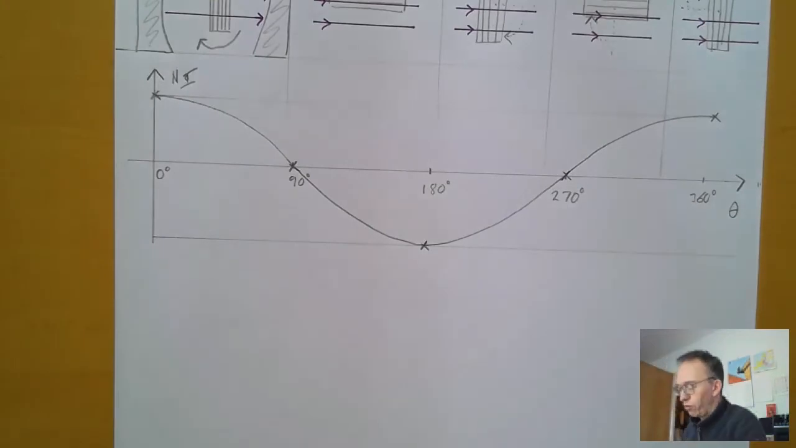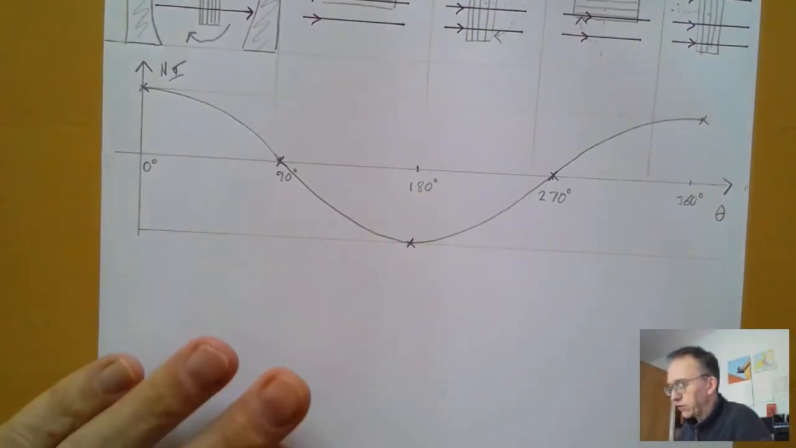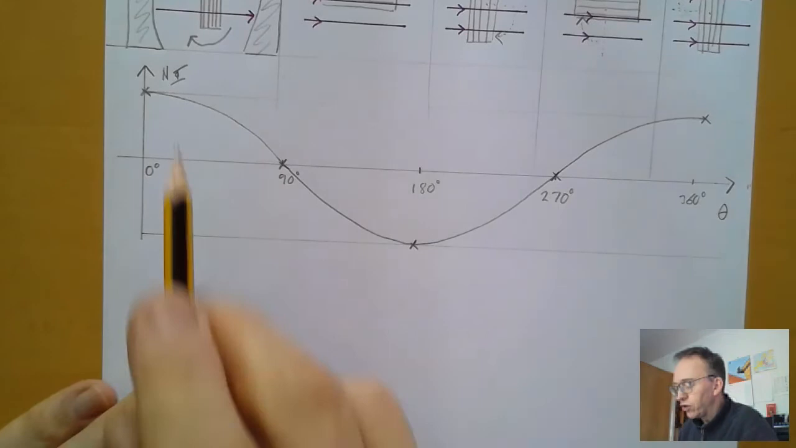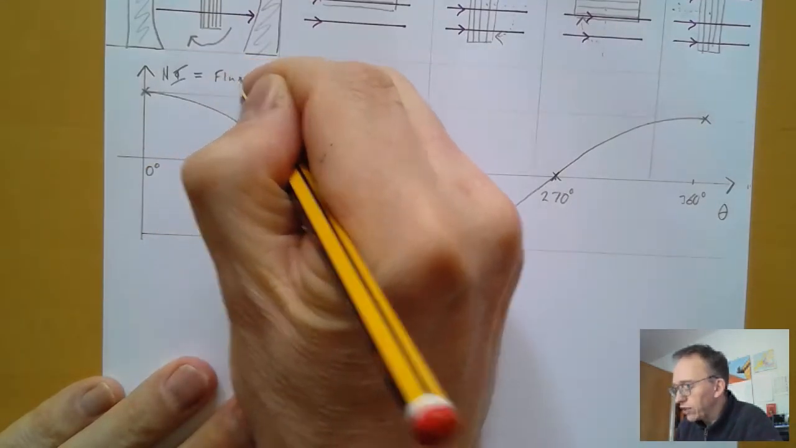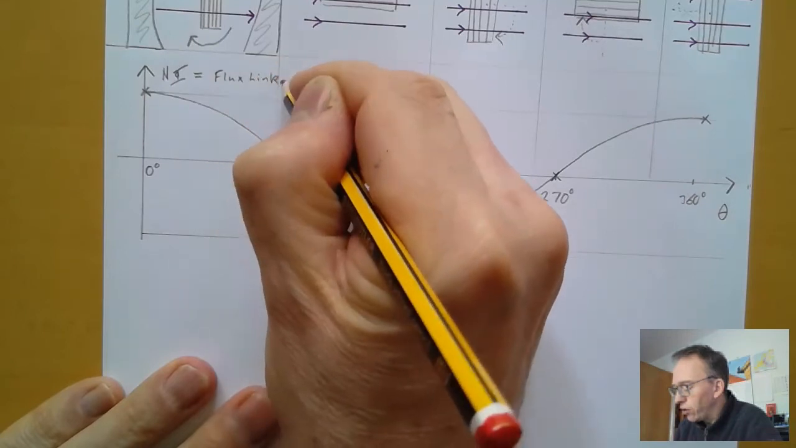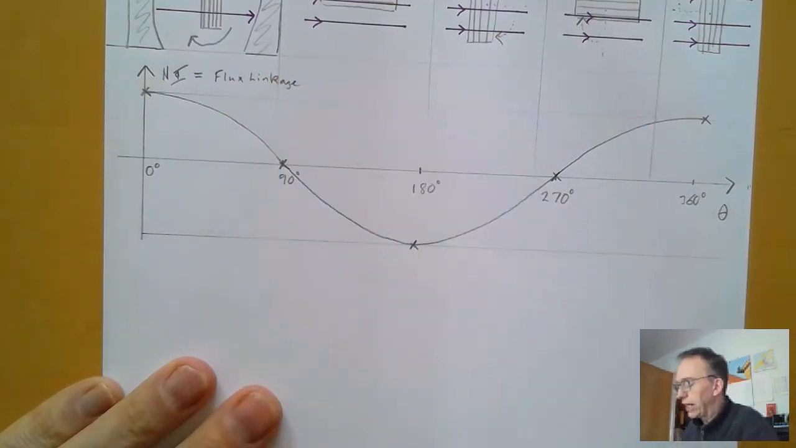So what we're going to get is something like this. This is showing N phi, which is the flux linkage in the generator, against angular position theta.